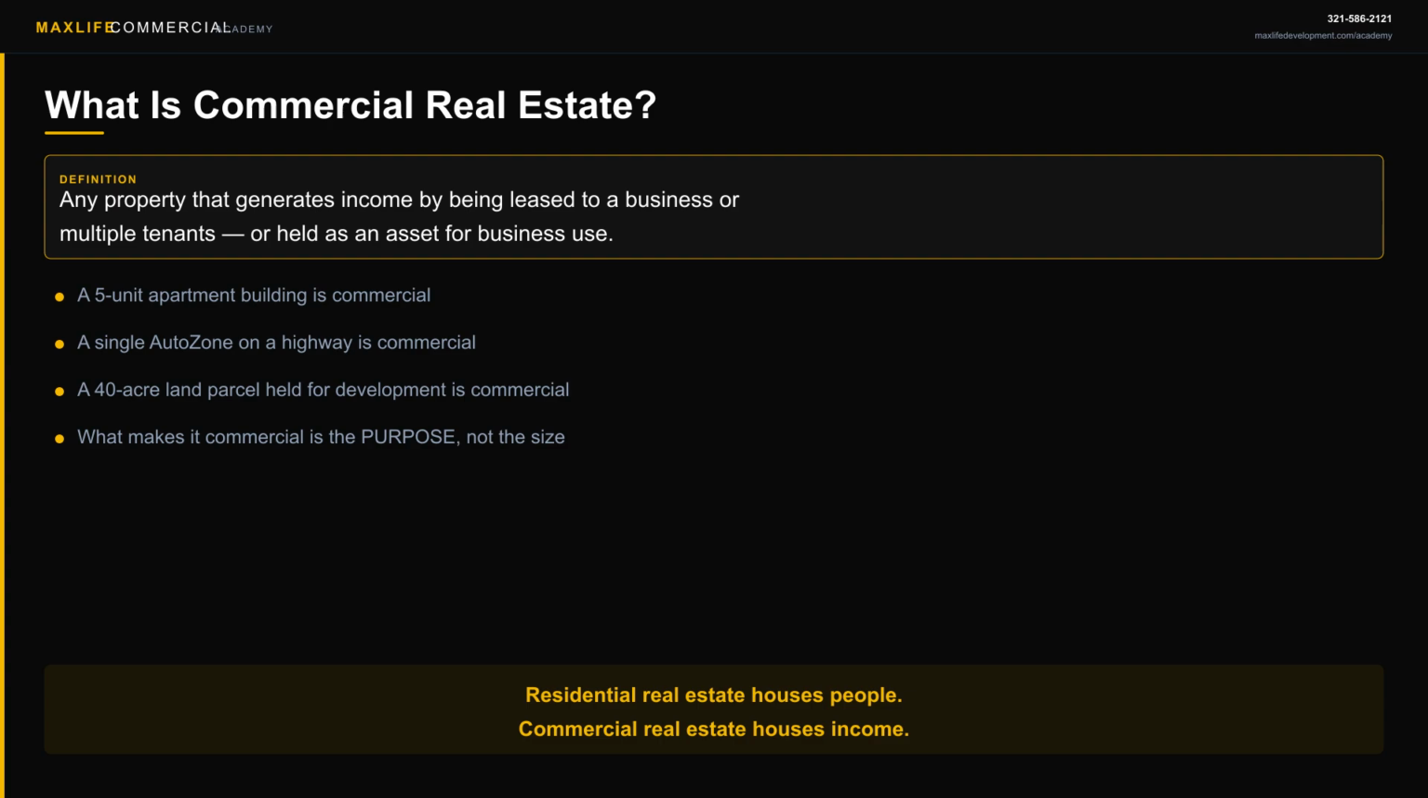The cleanest dividing line most people use is the 5+ unit rule. A 1 to 4 unit property is financed like a house, residential loan, residential rules. A 5 or more unit property is financed as commercial. That's why so many investors make a small apartment building their first commercial deal. It's the smallest step across the line.